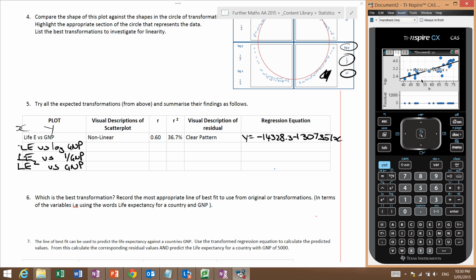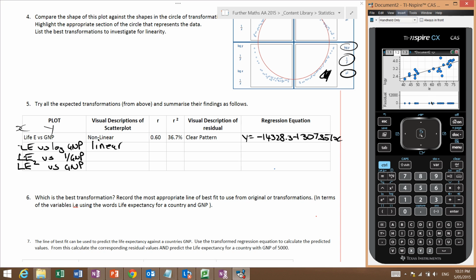And we can see that we get a change in our plot, and it looks linear. So I'm going to class that as linear. Okay. Now let's skip to the residuals for a moment, and we can see that the residuals here are pretty random.